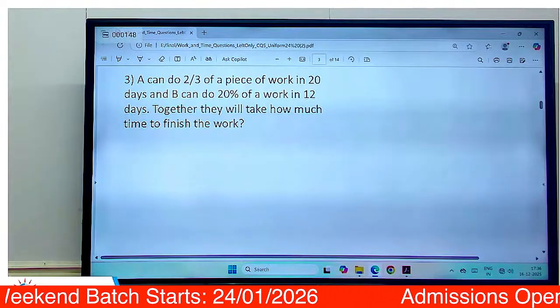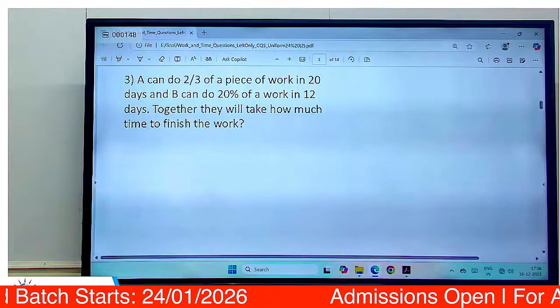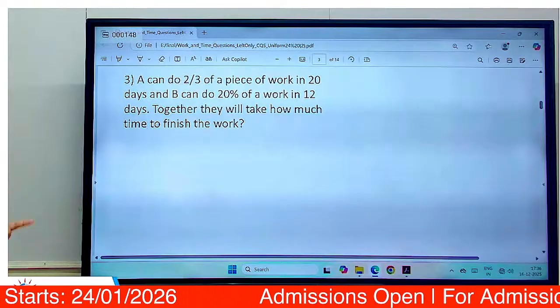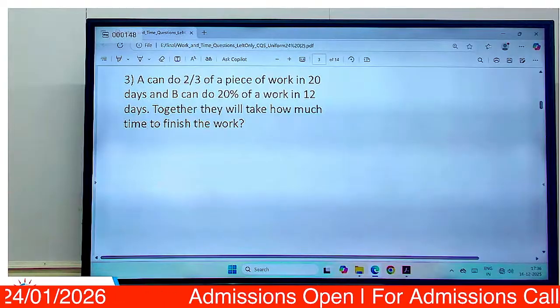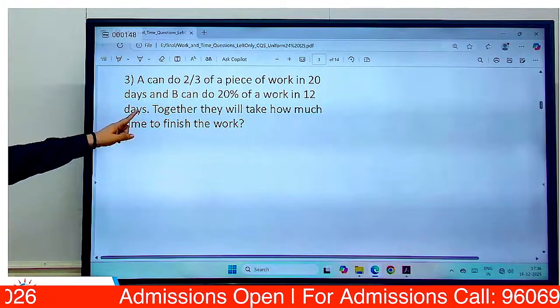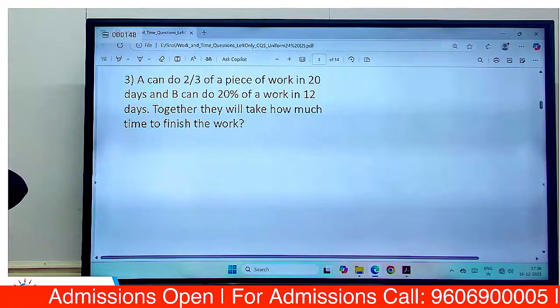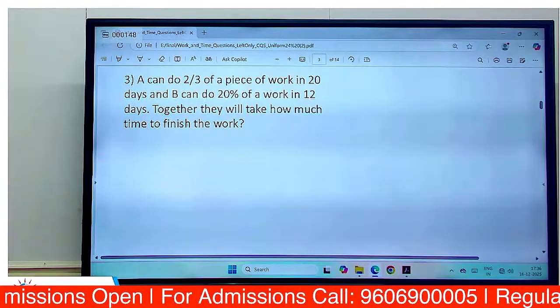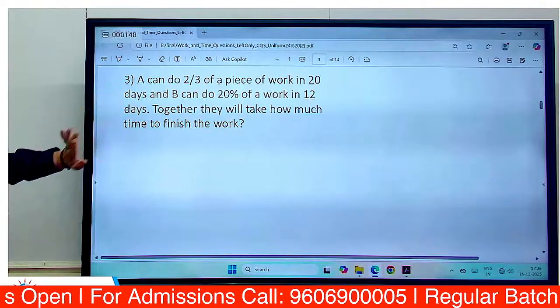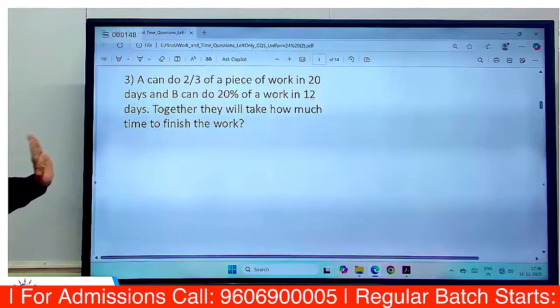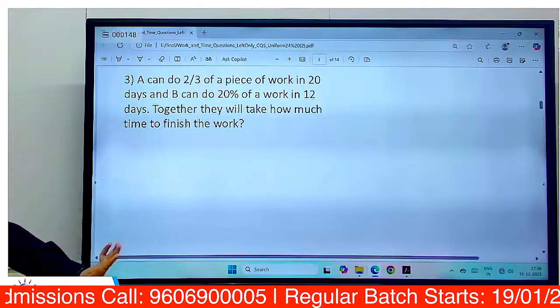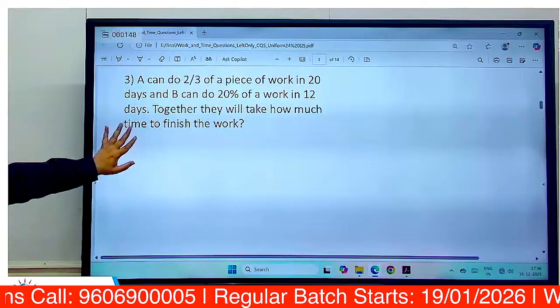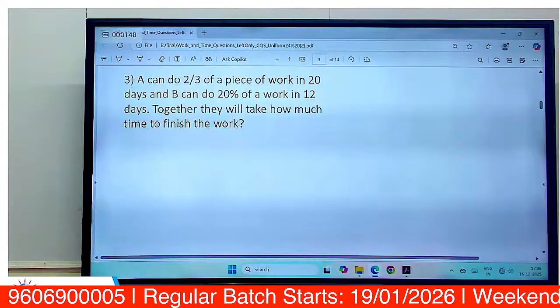See, in those questions, it was directly given to you how much time they take to complete the work alone. Here, instead, you are given that 2 by 3 of the work is being done in 20 days. So first thing is finding out how much time A will take to complete the work. Then how much time B will take to complete the work. Once you know that, then it's the same question. Together, how much time they will take.